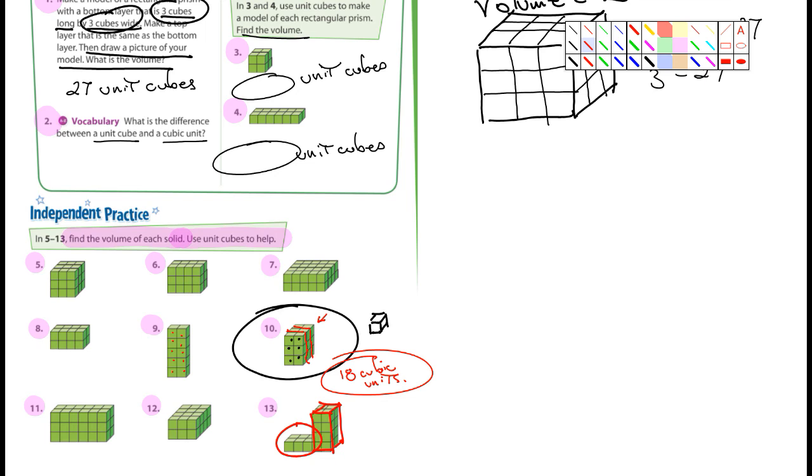How about number 8? I'll go ahead and do one more. So there's 1, 2, 3, 4, 5, 6, 7, 8. Now look, behind it, there's another 8. You can see the dividing line right here, and then on the side there. So there's 8 in the front and there's 8 in the back. So what are we talking about? 16 cubic units.